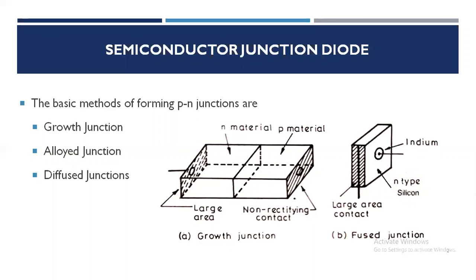Let's see the junctions one by one. First is the growth junction. It is a method of junction fabrication that was popular in the earlier days of semiconductor devices. This development is the growth junction technique. In this method, the dopant is abruptly changed in the melt during the process of crystal growth.